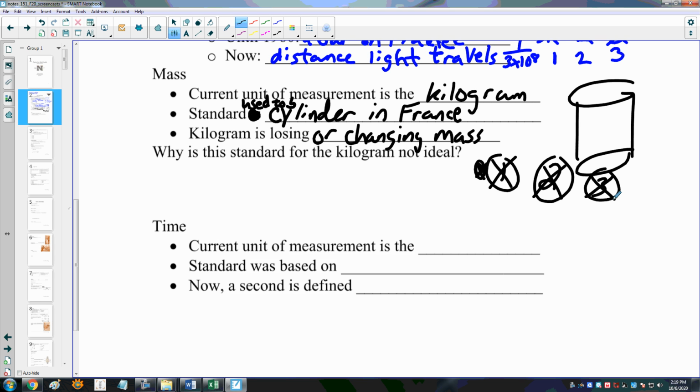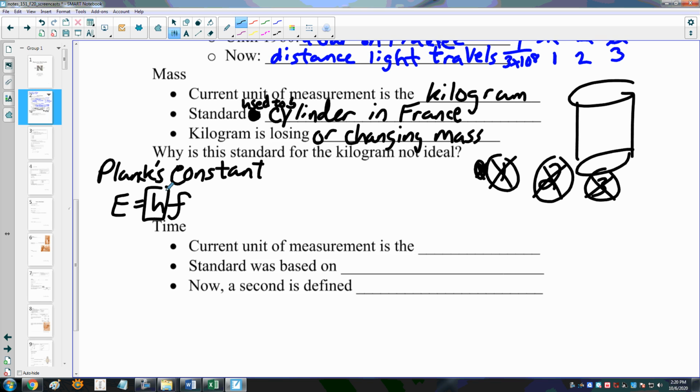So this is not an ideal standard, which is why a year or two ago they changed the standard for the unit of mass, and it's now based on a constant called Planck's constant. You might have seen this maybe in high school physical science when you're talking about the energy of a photon. The energy of a photon is proportional to the frequency of that photon. In fact, we'll see this a little bit later. And this constant is called Planck's constant.